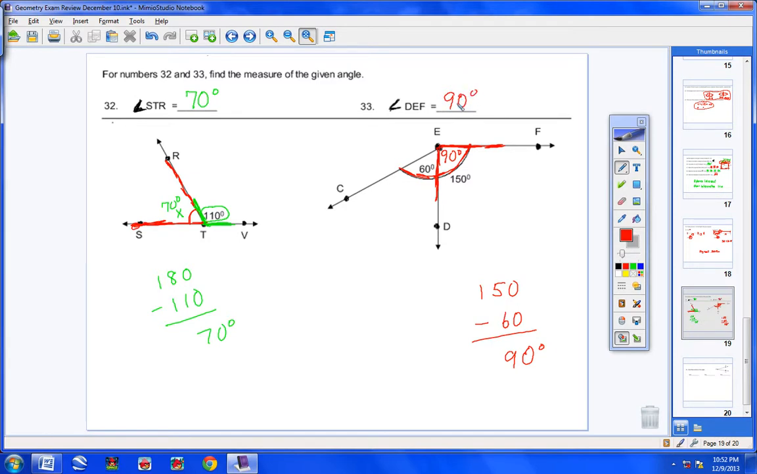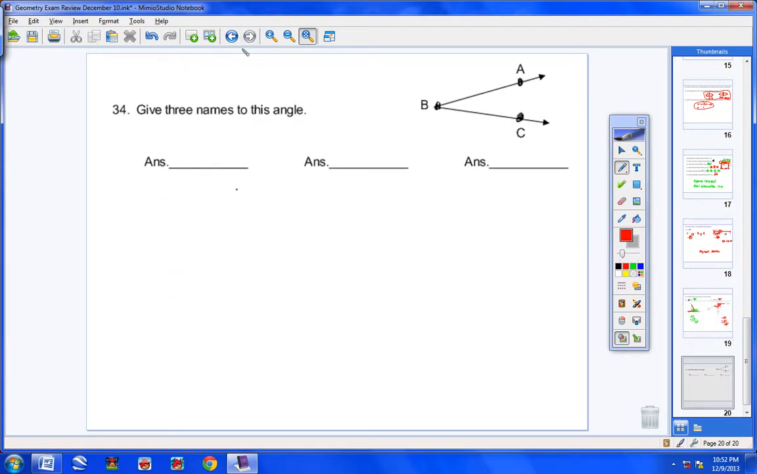So what are we going over here? Angle addition and angle subtraction. Alright, let's continue on. I believe this is the last problem. Alright, number 34.